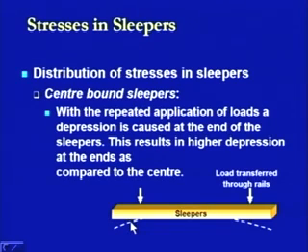So, when the packing at this level is becoming loose, there will be more deflection at this point as compared to the center point, and that is why it is termed a center bound sleeper, meaning it is bound at the center but is open at the ends, and this results in higher depression at the ends as compared to the center. So, this is the difference between the load distribution of the sleepers under the newly constructed conditions or the old track conditions.